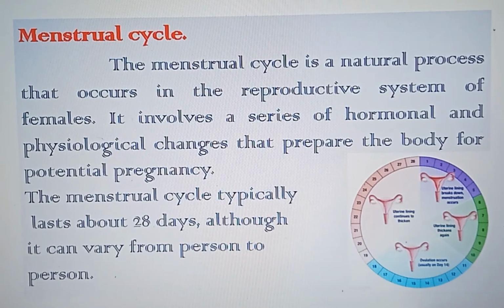Today our topic is the menstrual cycle. The menstrual cycle is a natural process that occurs in the reproductive system of females. It involves a series of hormonal and physiological changes that prepare the body for potential pregnancy. The menstrual cycle typically lasts about 28 days, although it can vary from person to person.